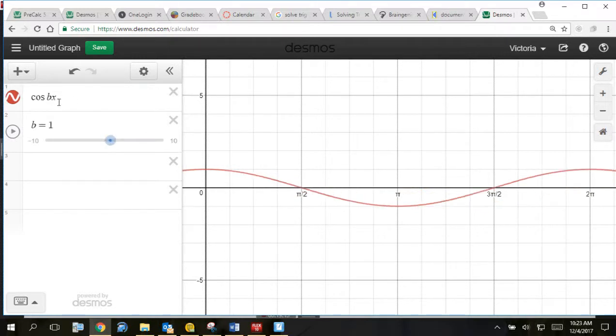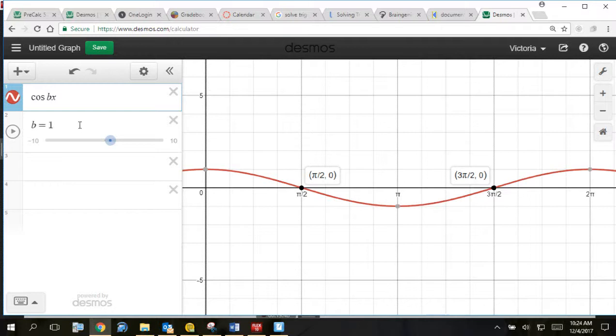So what I have here is cosine bx. B is just a variable. And right now I have my b set to equal 1. So when you look at the graph of cosine x from 0 to 2 pi, how many x-intercepts are there? 2. The first one is at pi over 2, and the second one is at 3 pi over 2. Then I'm going to take my slider, and I'm going to make it say 2. So it looks like the second example on your paper where it says cosine 2x.